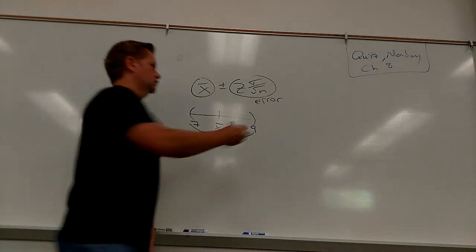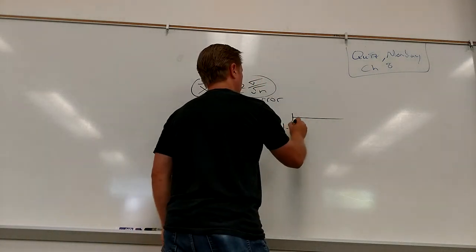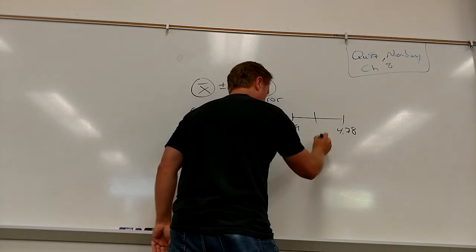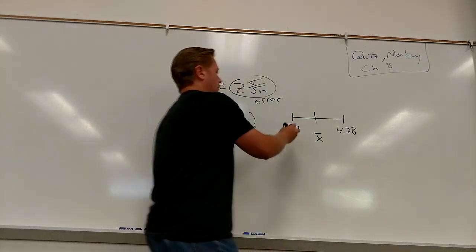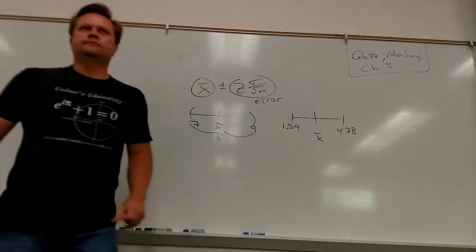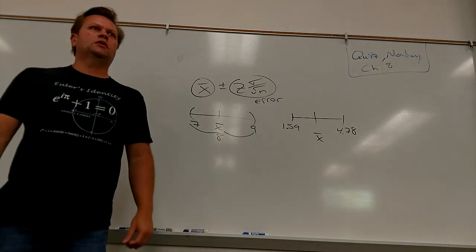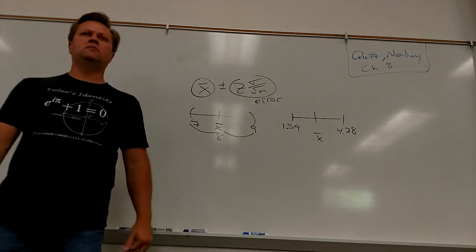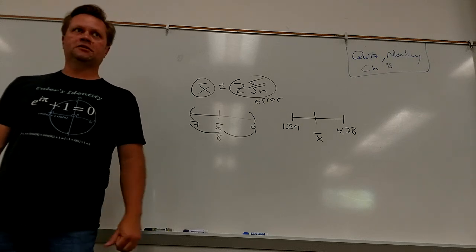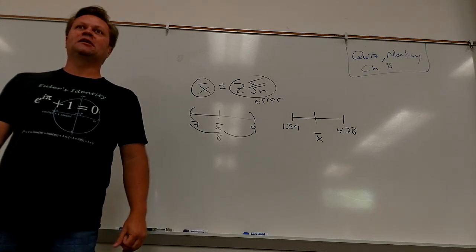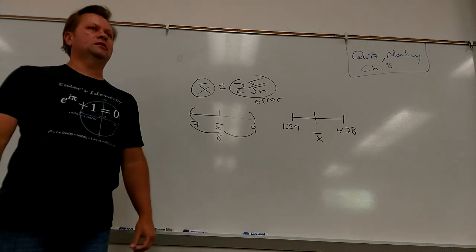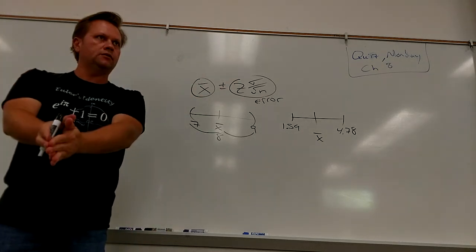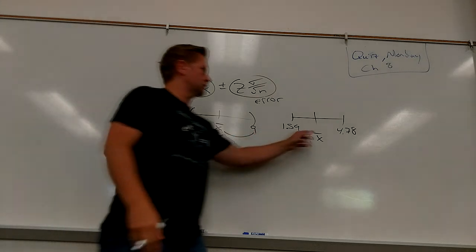Now, let's make this a little harder. What if this was 1.59 and this was 4.78? What's the mean? How do you do that? The mean is still going to be in the middle. And how do you find the middle of any two numbers? Add them together, divide by 2. Because you average them to find the middle of them, right? So it'll be this plus this divided by 2.